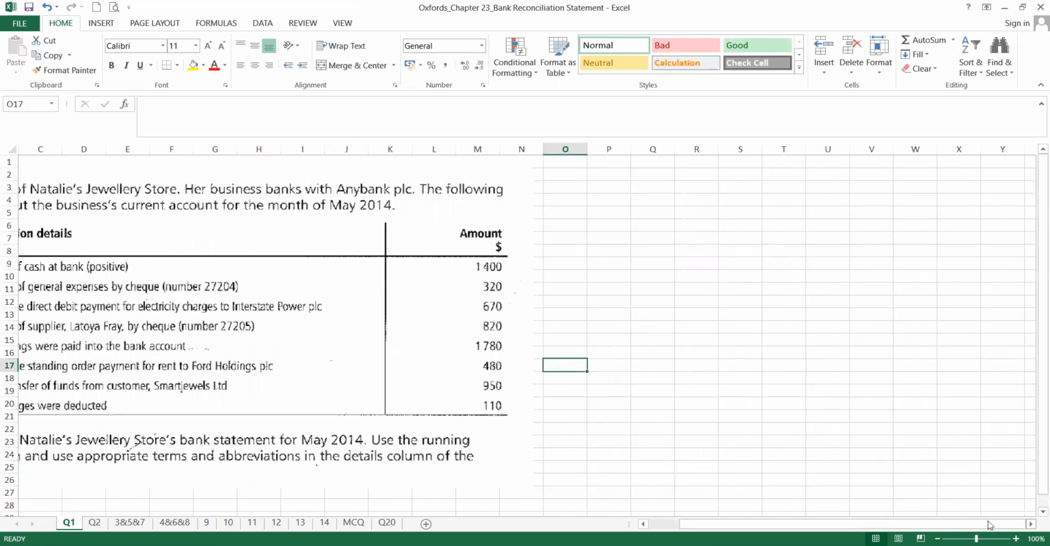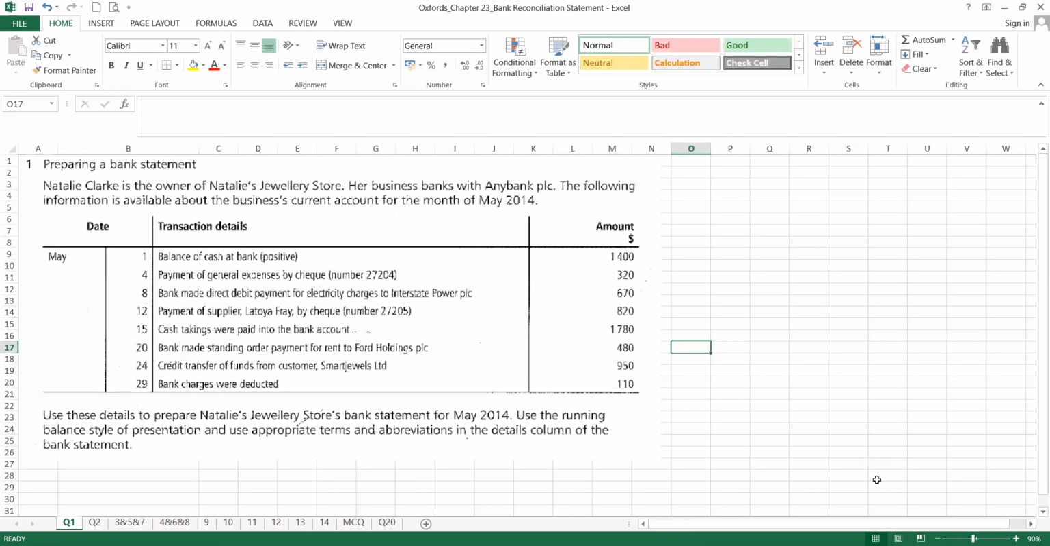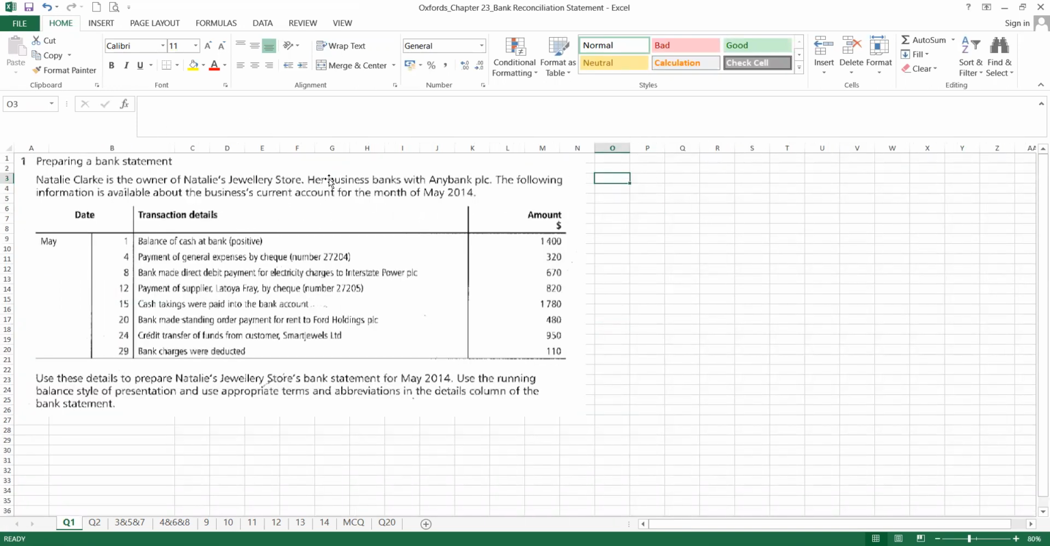Okay, for most bank statements, we see one, I need to make it smaller. First, we write down the business name: Natalie Jewelry Store. So this statement is from who? From which bank? From Any Bank PLC. This is from the bank. And this bank to who? Who is the customer? The customer name is this one, Natalie.